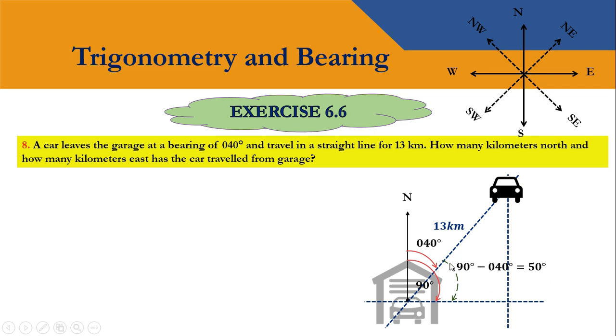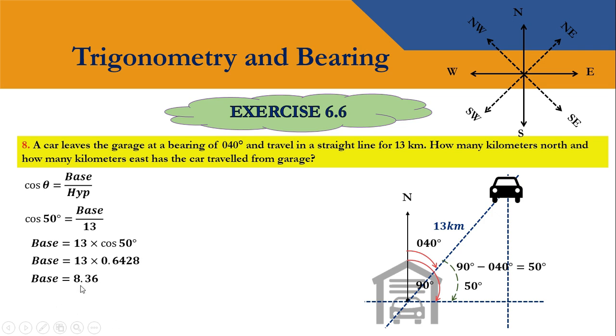So in this way we have one of the angles of this triangle and one side of this triangle. We can solve it with the help of trigonometric ratios. As we know, base divided by hypotenuse is equal to cos of theta. Now by putting the value of the hypotenuse and the angle in this trigonometric ratio, we will get the value of the base, which is equal to 8.36 kilometers. So the kilometers in the east direction is equal to 8.36 kilometers. The car travels a distance of 8.36 kilometers in the east direction.